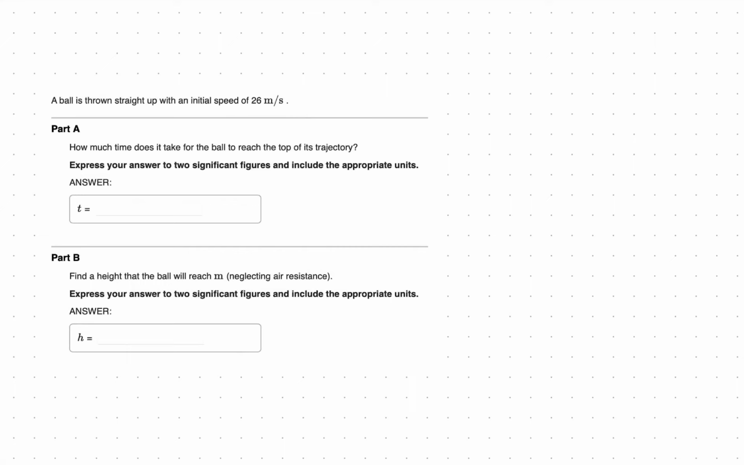Hello and welcome to this homework help video where we're going to talk about a problem that involves throwing an object straight up and having it undergo vertical free fall. We call it free fall because it's being acted on freely by gravity the whole time. There are no other forces at play.